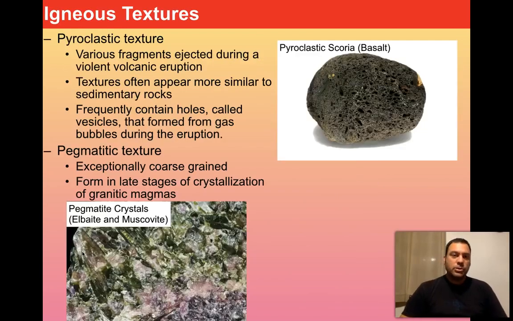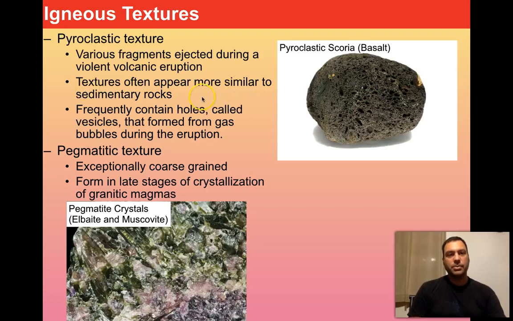Okay, and two other really interesting textures to keep in mind. There's the pyroclastic texture, so various fragments ejected during a violent volcanic eruption. Typical of this would be a pyroclastic scoria. Pyro meaning fire, clastic meaning broken. Fire-broken scoria. This is a basalt. We usually just call it a scoria or a cinder. You notice it has a lot of holes in it. That's a lot of gas in there.